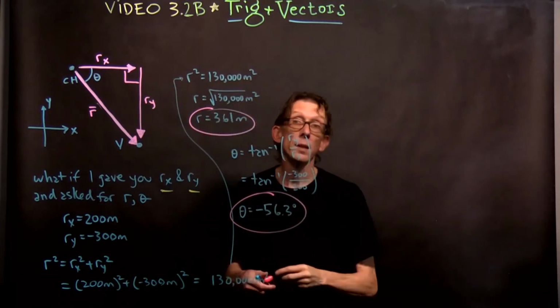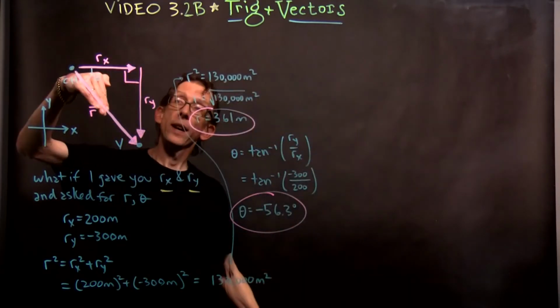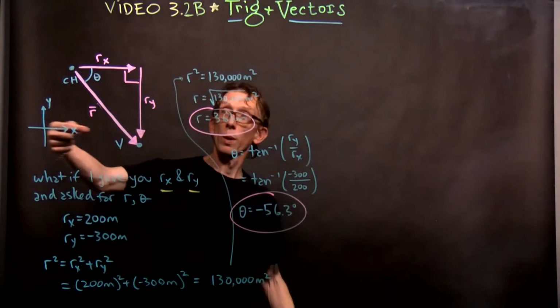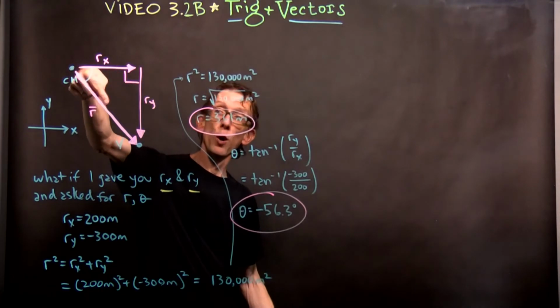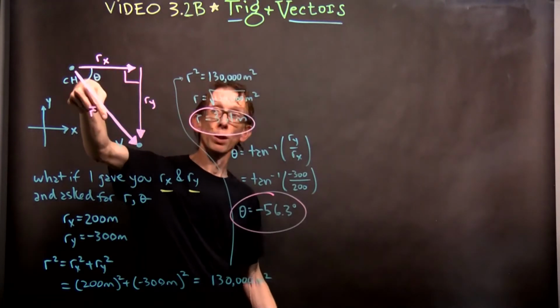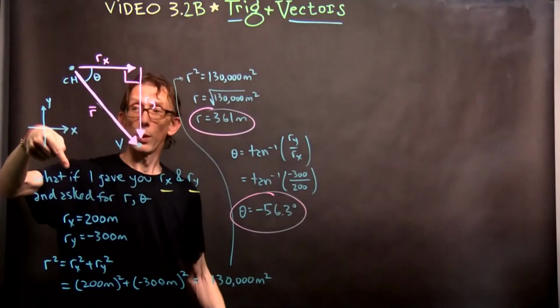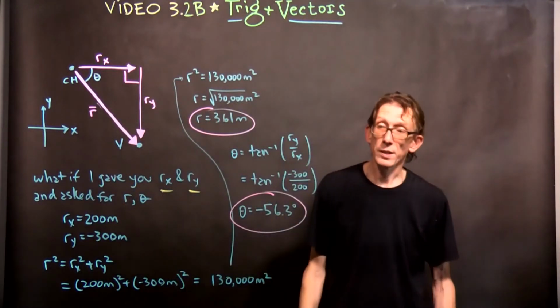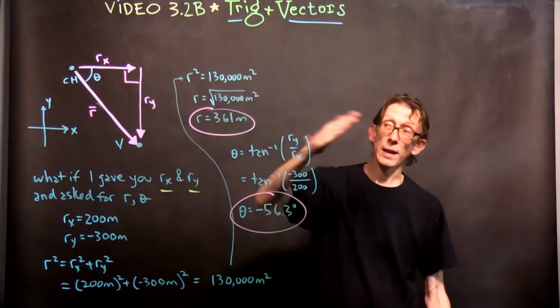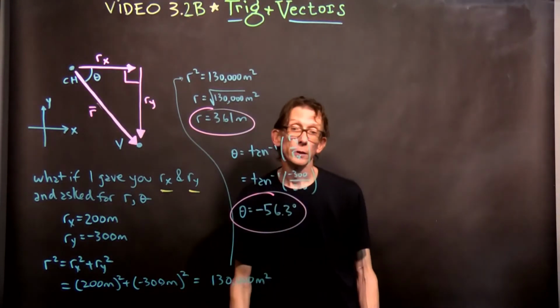Why is it minus? Because it's below the x-axis, right? The x-axis points to the right. Whether it's here or there, it points to the right. The angle is below the x-axis. It's not above it, it's below it. So that means that it's not pointing into the first quadrant, but pointing down into the fourth quadrant. Okay.